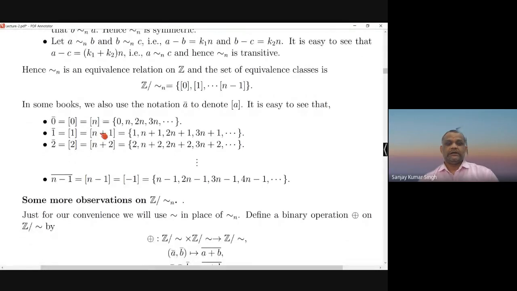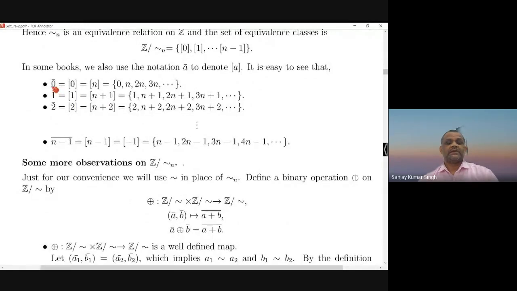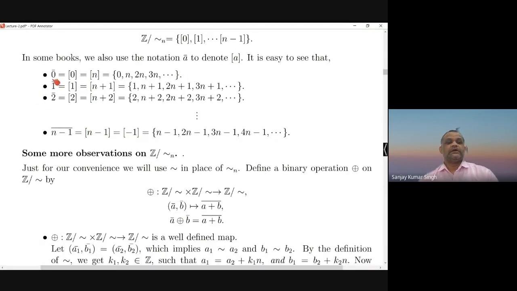So here is the calculation. One more notation: sometimes in case of Z, in many books you can find this notation A bar, and they also use it to denote the equivalence classes. So I am writing both and hope there will be no confusion. So 0 bar is the equivalence class of the element 0, which is also the same as the equivalence class of n, and it has all elements of the type Kn which are related to 0.